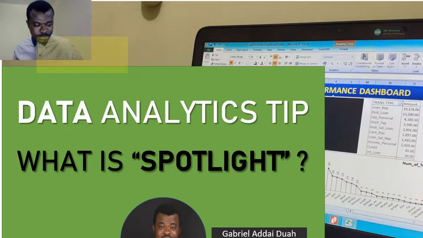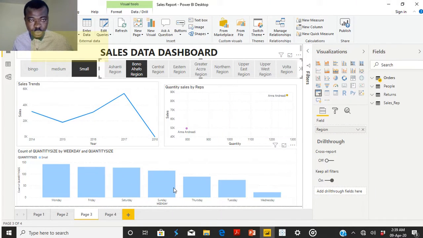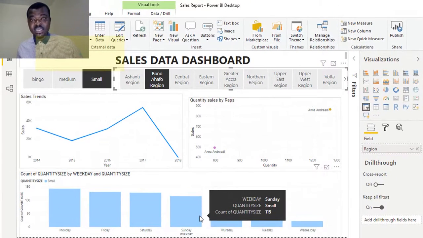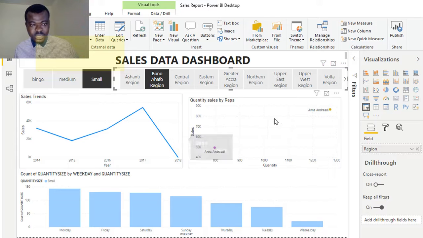Let's get started. Quickly, we move straight to our business intelligence platform. This is Microsoft Power BI. It's one of the most powerful data analytics tools that you can ever get for analyzing large data and also sharing insights. Quickly, this is one of the dashboards I built some time ago.